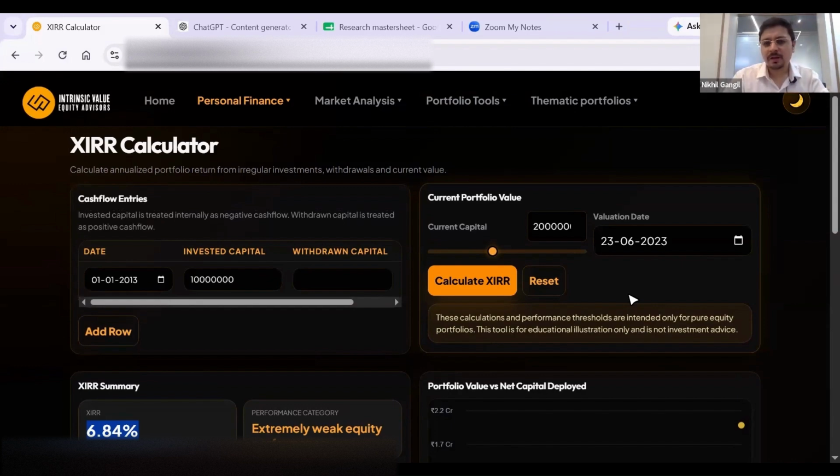And many people, I have not seen XIRR calculator a lot of times. A lot of places I have seen CAGR calculator, lump sum calculator, SIP calculator, but XIRR calculator is very hard to find. That is what I understand. Zerodha has made XIRR calculator, but that only gives you equity view. It does not give you different view.